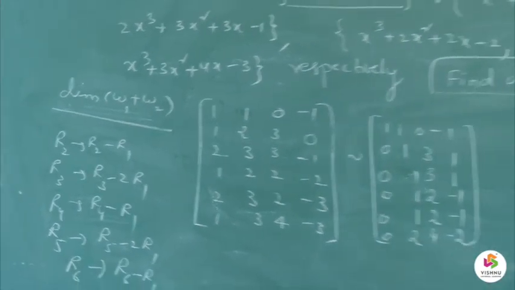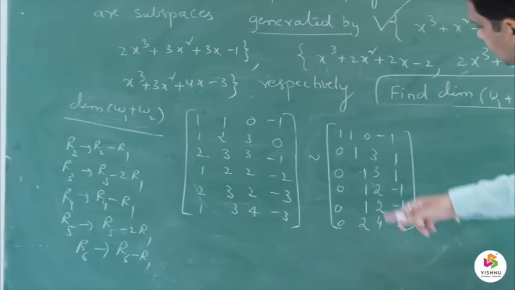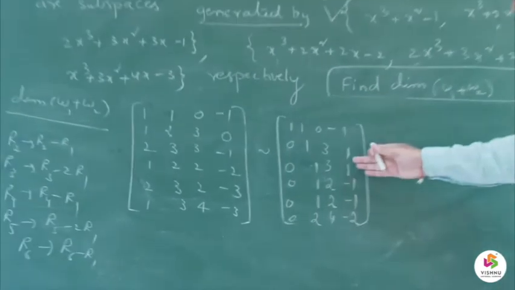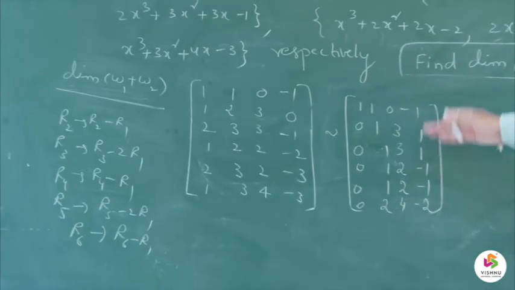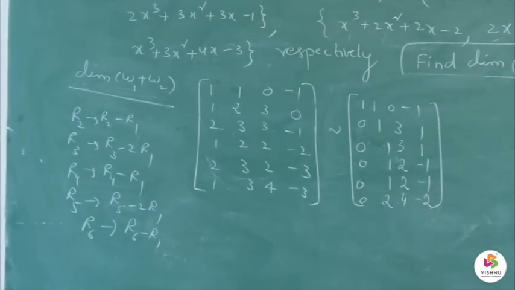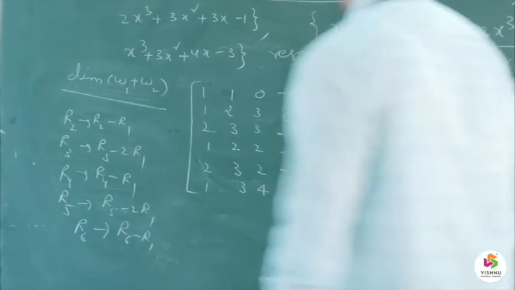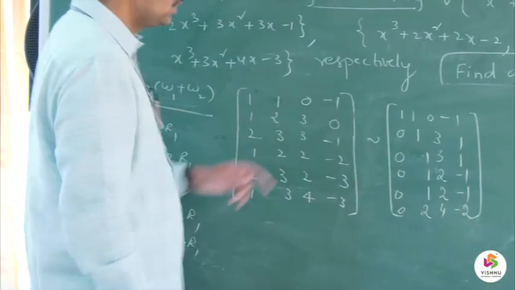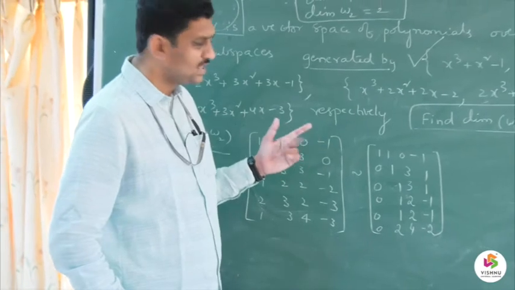Now here you can observe that a set of rows are there which are dependent on the previous one, that you can observe here. So I will write the row operations like this. You can do the row operations in two ways.